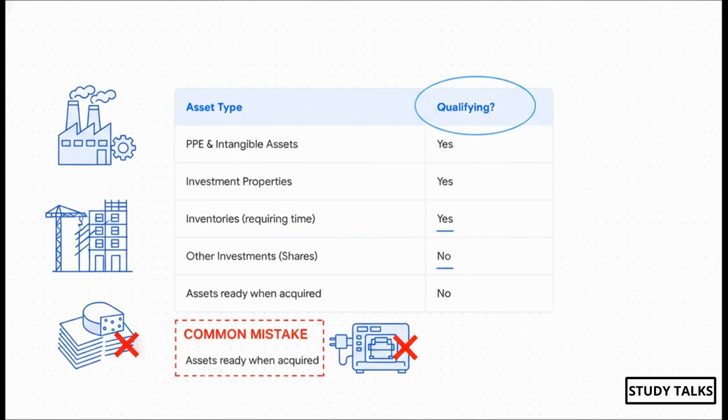And this table lays it out perfectly. Things like property, plant, and equipment, like a factory, or intangible assets being developed, or investment properties being built are all textbook qualifying assets. Even some inventories like wine or cheese that needs to age for a long time can qualify. But here's what's just as important. What's not a qualifying asset? Look at financial assets like shares. Big fat no. Why? Because they're ready to go the second you buy them. The same goes for any asset that's ready for use the moment you get it, like a machine you just plug in and turn on. No substantial period, no qualifying asset.